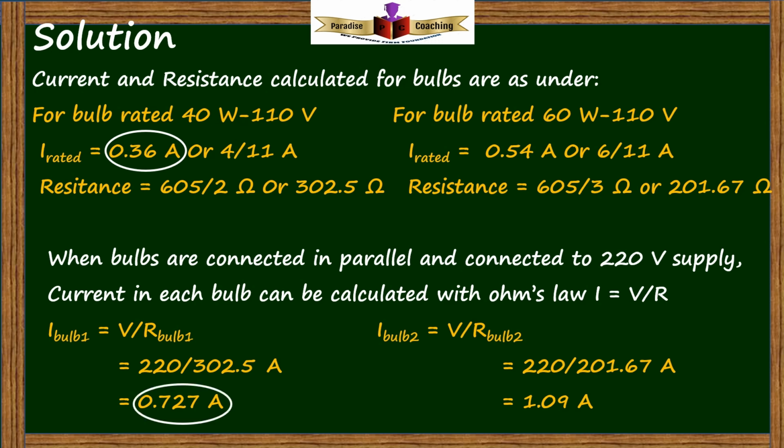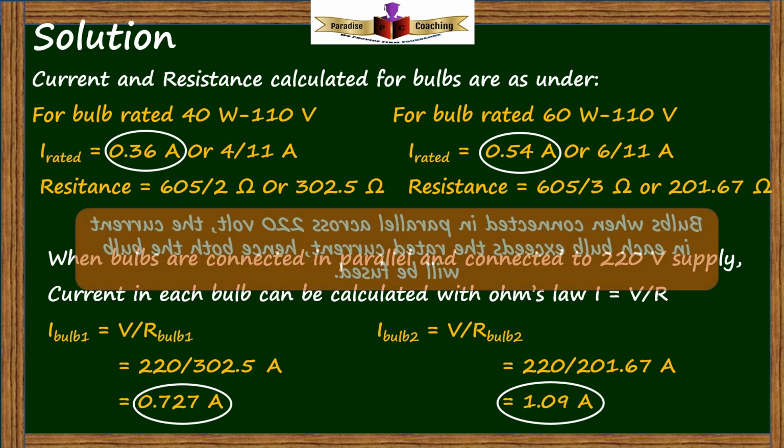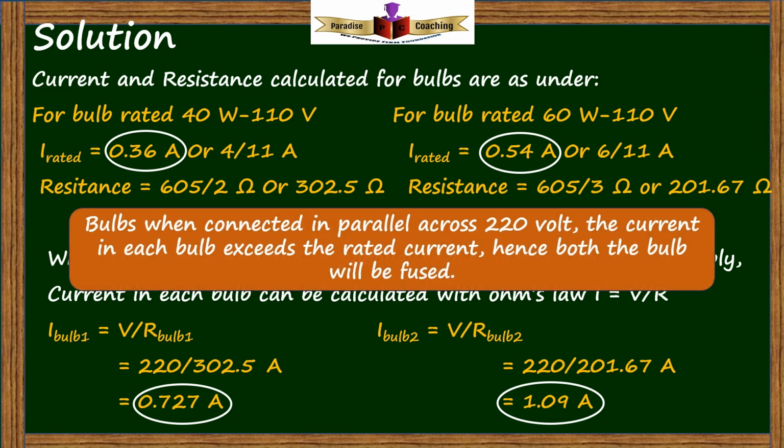Observe clearly that the current flowing through each bulb exceeds the rated current. So think what would happen to the bulb. Bulbs, when connected in parallel across 220 volt, the current in each bulb exceeds the rated current. Hence, both the bulbs will be fused.